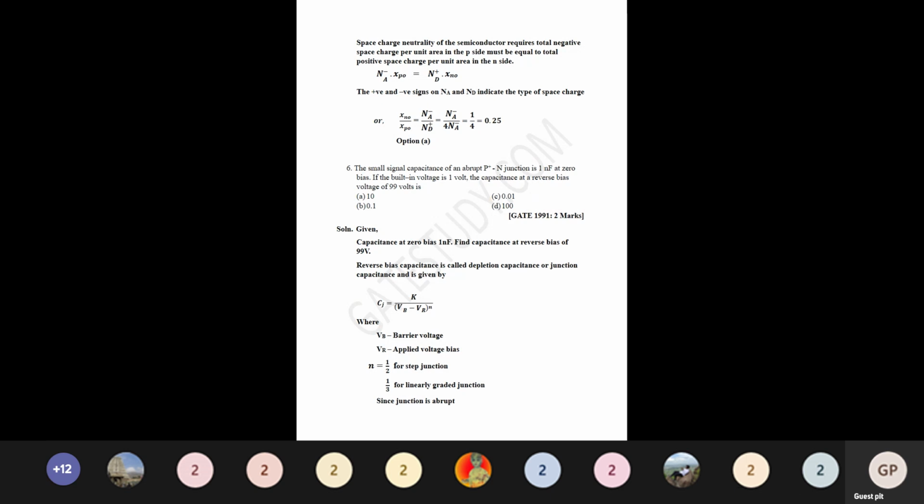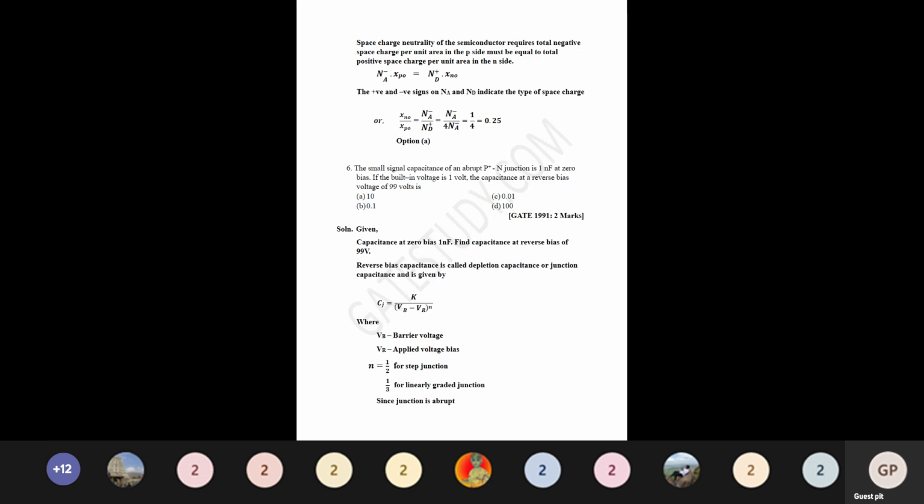Next, the small signal capacitance of an abrupt P plus N junction is 1 nanofarad at 0 bias. If the built-in voltage is 1 volt, what is the capacitance at a reverse bias voltage of 99 volts? Options are 10, 0.1, 0.01 and 100.